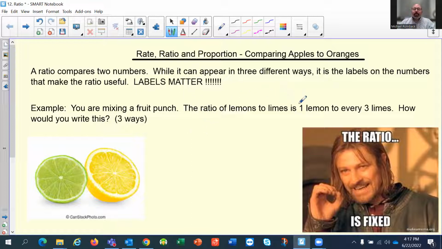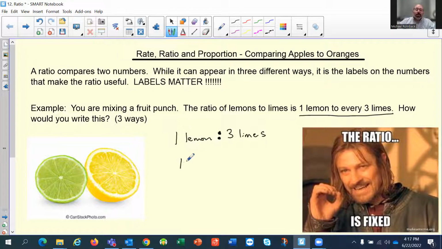So the first way is to simply write it out. 1 lemon to every 3 limes. That's a ratio. You could also write 1 lemon, and you could use a colon. Instead of to every, you just put your colon there and then write 3 limes. So that's another way that you can write a ratio.